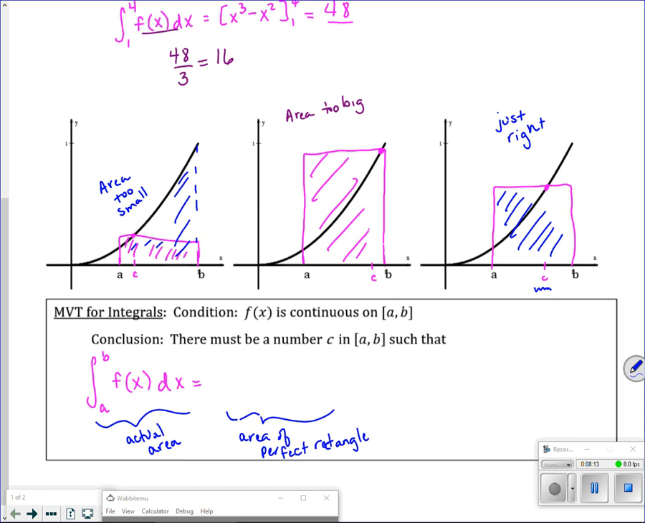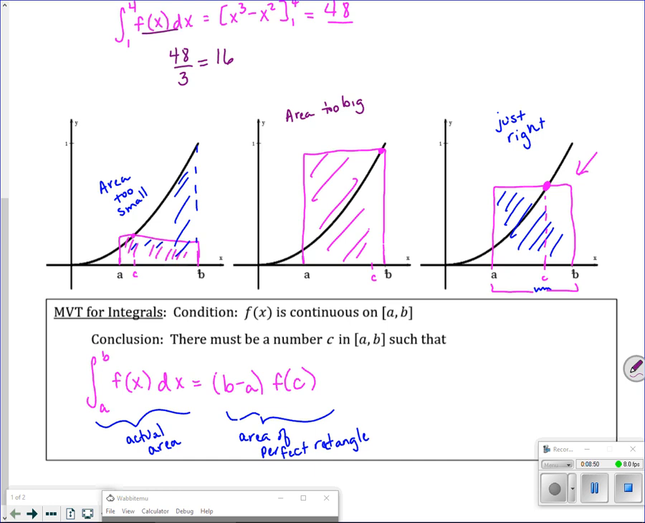Now, let's look at this rectangle, and I bet you can figure out the formula. If I ask you for the area of that rectangle, what would you say? The area of a rectangle is base times height. Well, what is the base? The base is this amount right there, so wouldn't that be B minus A? Now, what is the height? The height of the rectangle is whatever the Y value at C is, so f of C. And that's your formula, correct?